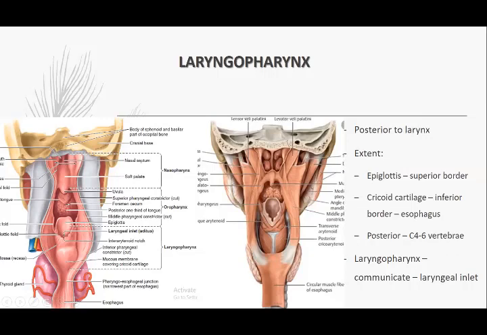Laryngopharynx, the lowermost, the inferior part of the pharynx. I told you, this is also called hypopharynx. This part lies posterior to the larynx. It extends from here. Before going to this, let me explain these cartilages to you.